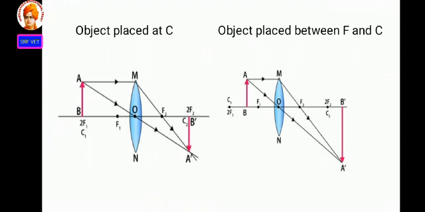Next one, object placed between F and C. When an object is placed between principal focus and center of curvature, a real and inverted image is formed behind the center of curvature. Then the size of the image is bigger than the object. AB is the object, A dash B dash is the image.